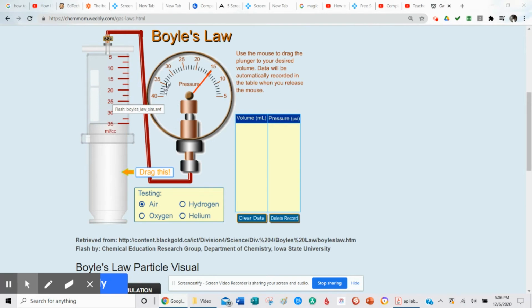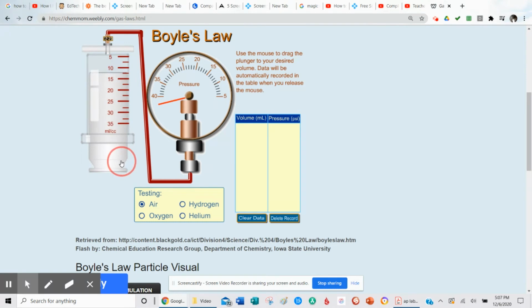Here's my pressure gauge right up here, and it is being measured in PSI. Right now I have 15 PSI of pressure. If I take this syringe and make it smaller, you can see my pressure is increasing. As you just saw, that's because my particles have less distance to move to hit the other side of the wall. If they have less distance, they can have more collisions, which increases that pressure.